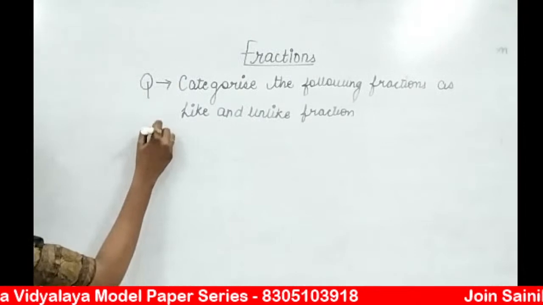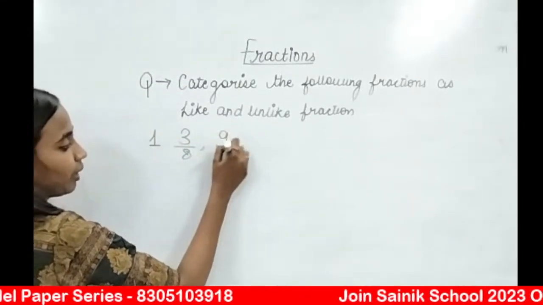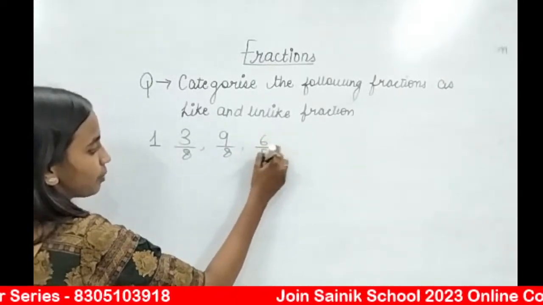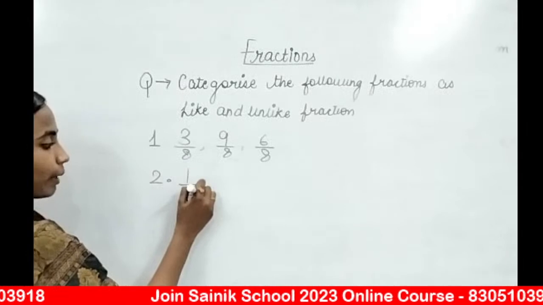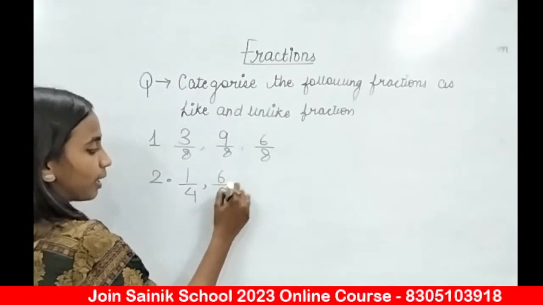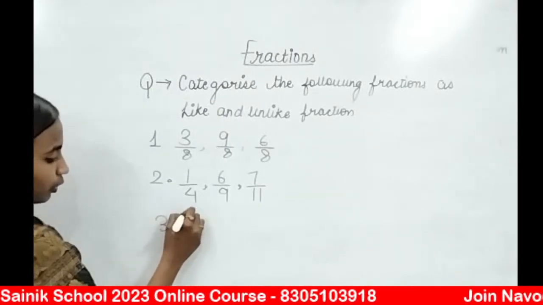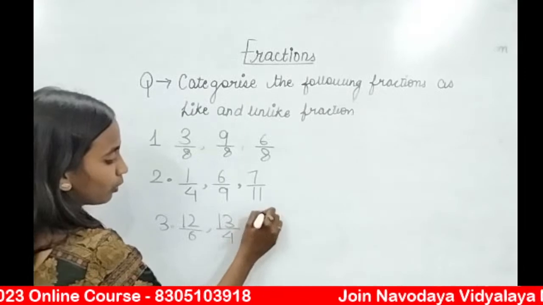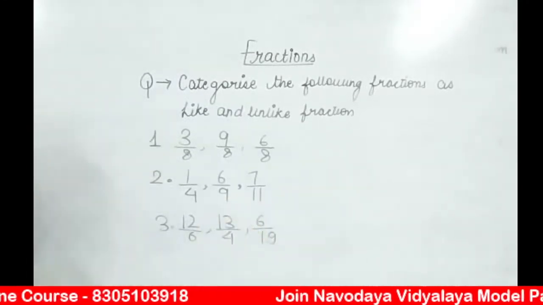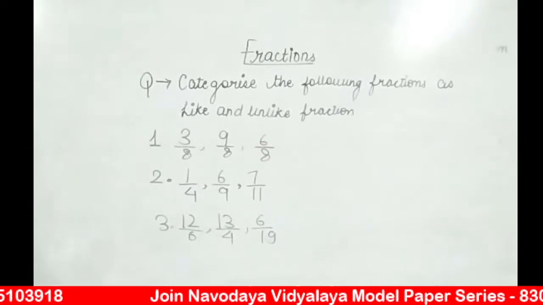Okay, first one 3 by 8, 9 by 8, 6 by 8, 1 by 4, 6 by 9, 7 by 11, 12 by 6, 13 by 4, 6 by 19. Go ahead, categorize them as like, unlike fractions.